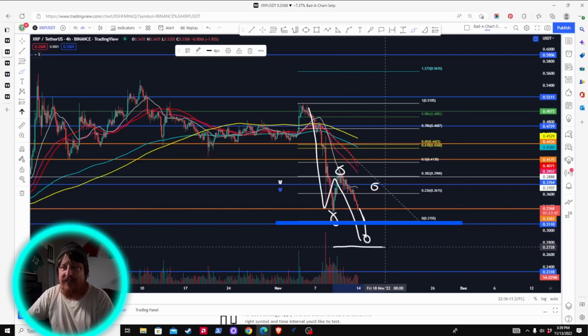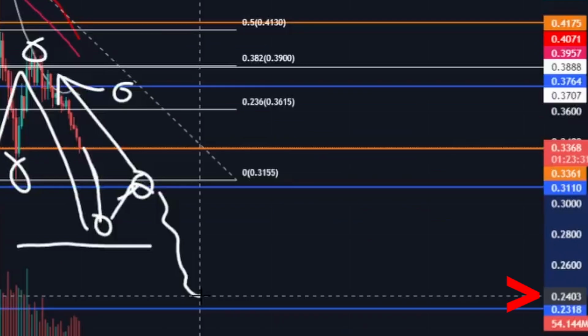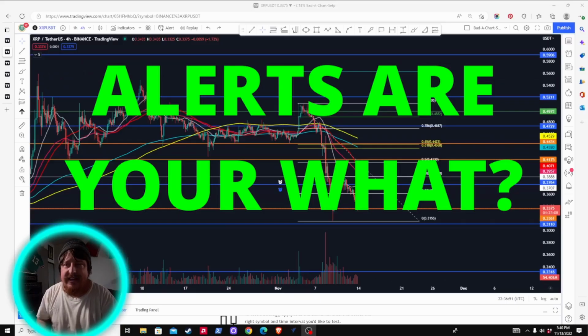But what I'd be looking for then is an entry back up here in a bearish retest, which would be another lower high, lower than that one, and a good opportunity to short XRP in this case from about 31 cents, potentially all the way back down here to the next major level of support, which would be down around 24 cents. And again, alerts are your best friend.